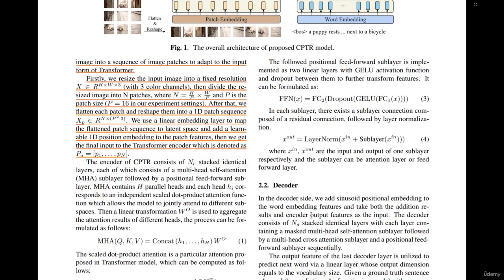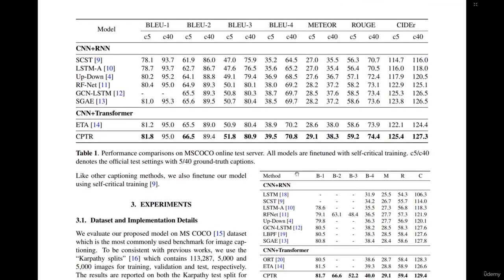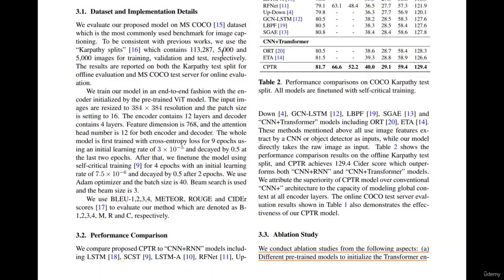We could now look at some of the results gotten using this model. We'll see that we have the CNN plus RNN based models, we have the CNN plus transformer based models, and then we have our fully transformer based model right here, which happens to achieve the best results with respect to the other models which have been developed previously. In this part, we have the data set and the implementation details.